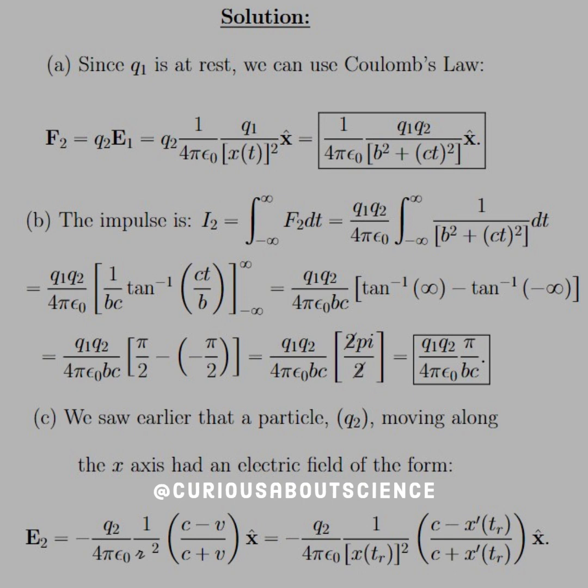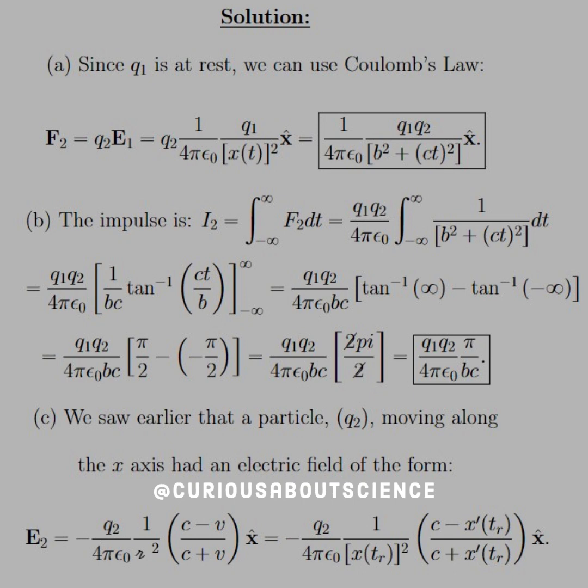So A and B really aren't too bad, I don't suspect. It's C and D that are going to be a little more troublesome, so we've got to be careful. That being said, you see F2 is equal to this, and I2 is equal to Q1 Q2 over 4 pi epsilon naught, pi over BC. Again, B is the closest approach. C is the speed of light, so we're good to go there.